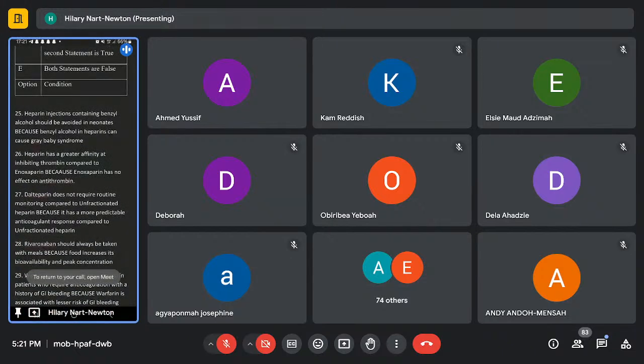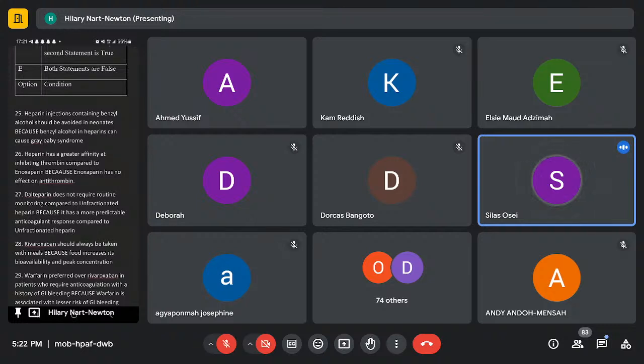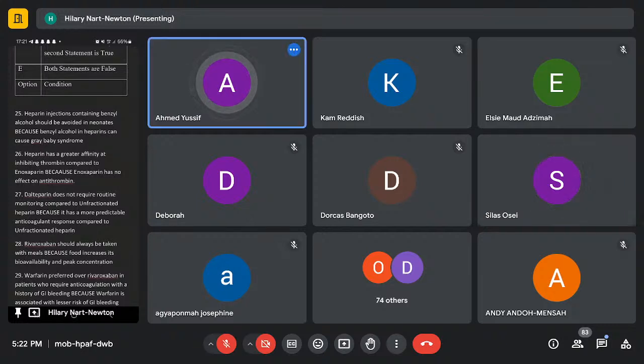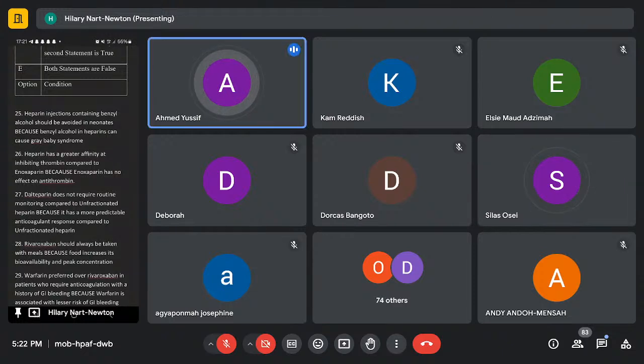Okay, 28. Rivaroxaban should always be taken with meals because food increases its bioavailability and peak concentration. First statement, true or false? False. You take it with meals for higher doses. Lower doses, with or without. Second statement, true or false? True. So that's false, true. B.